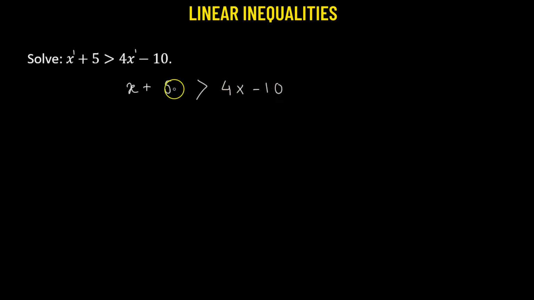So let's transpose the 5 to the right hand side. All we have to do is subtract 5 from both sides. So this 5 and 5 goes away, and we have x greater than 4x minus 15.